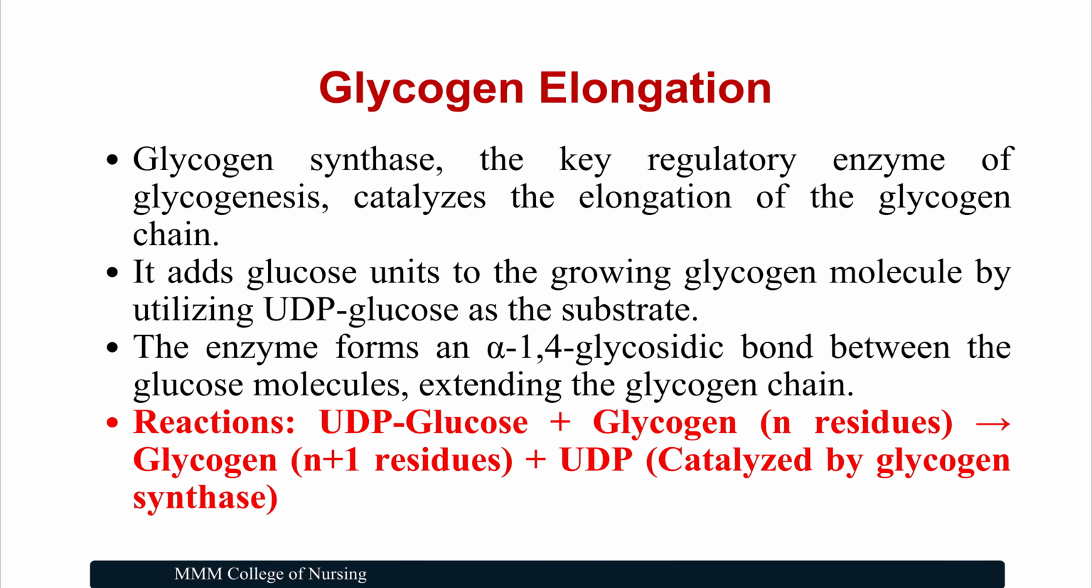This continues until the chain is long enough for branching to occur. So, to say it simply, UDP glucose plus glycogen with n residues gives glycogen with n plus 1 residues plus UDP, and the enzyme is glycogen synthase.